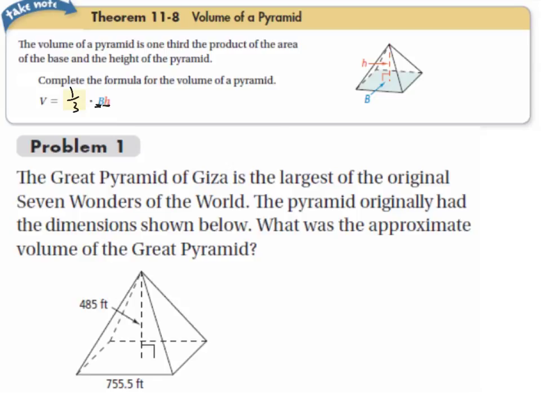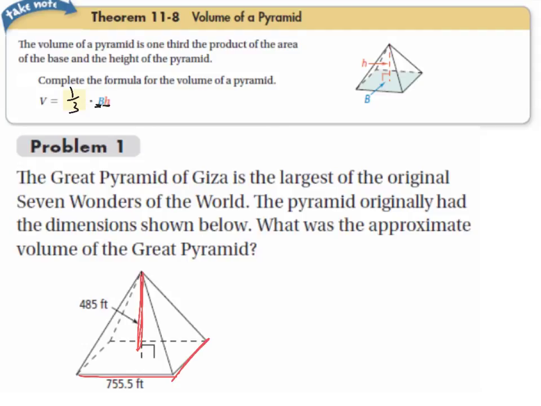For our first problem, we've got the Great Pyramid of Giza is the largest of the original 7 wonders of the world. The pyramid originally had the dimensions shown below. What is the approximate volume of the Great Pyramid? So as you can see here, we've got a height of 485 feet, and we've got a side length of 755.5 feet. That is also going to be this side since they are squares.